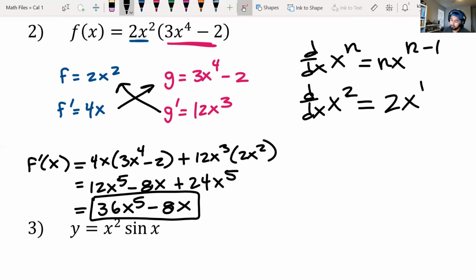Okay. So for g, 3x to the 4th minus 2, would the minus 2 come into play at all or no? Good question. The minus 2 is a constant, so the derivative of any constant is always 0. So if I said d over dx of some constant c, then that would always be 0. Okay. All right.